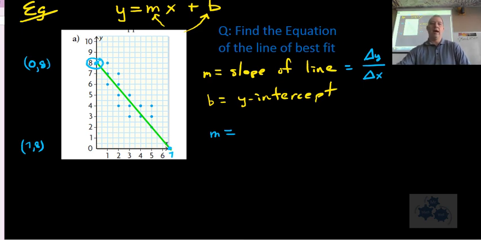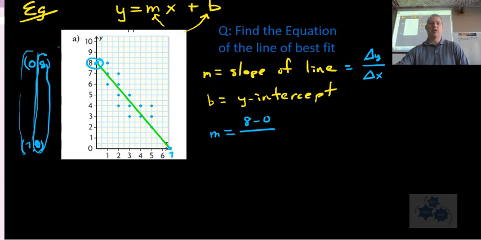So the change in y is simply subtracting the y values, 8 minus 0, and then we subtract the x values to get the change in x. So that's 0 minus 7. That slope simplifies to negative 8 over 7. Now the negative can be on top or the bottom, or on the side. It doesn't matter. So 8 over negative 7 technically, but we can just do negative 8 over 7.